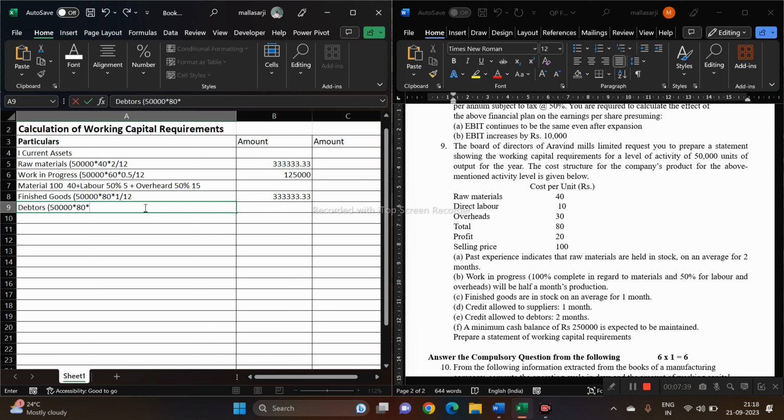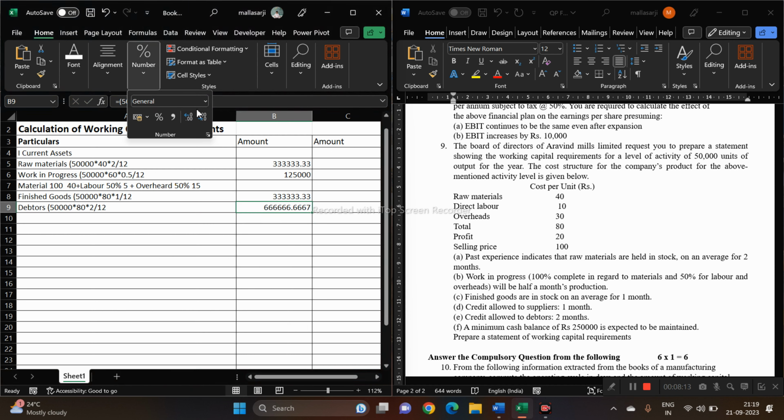So what is the total cost here? 80 rupees. Then what information is given about the debtors? Credit allowed to debtors. We should only consider the debtors here. How many months of credit are given? 2 months out of 12 months. So we are giving 2 months credit. Now we calculate: in bracket 50,000 units into 80 rupees into 2, bracket close, divided by 12. So the answer is 6,66,666 or 67, rounded off to 67.